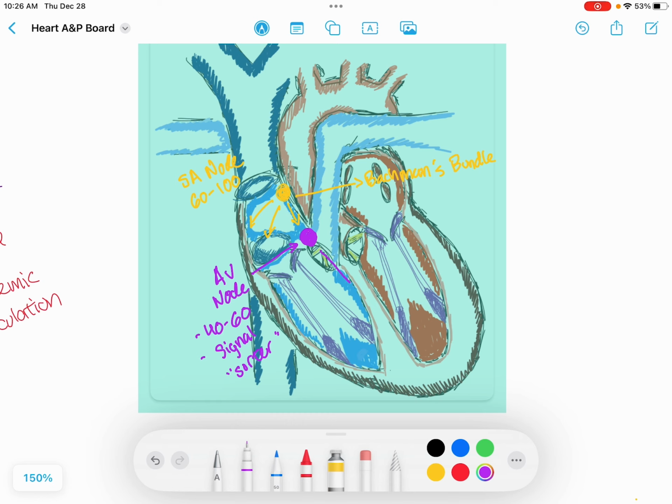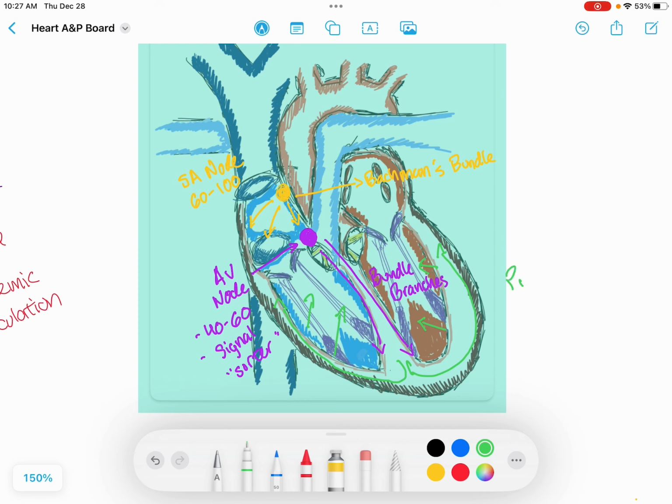Now going down the sides of the septum of the heart, you have your bundle branches. And eventually those bundle branches terminate into the Purkinje fibers of the ventricles. And that's what causes all that ventricular heart muscle to contract.